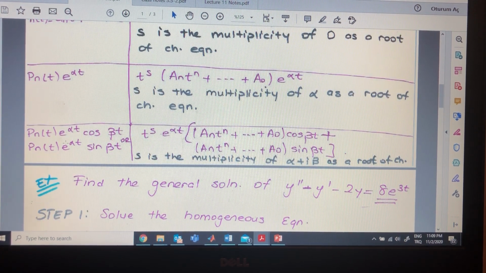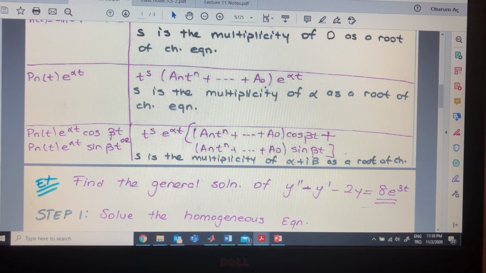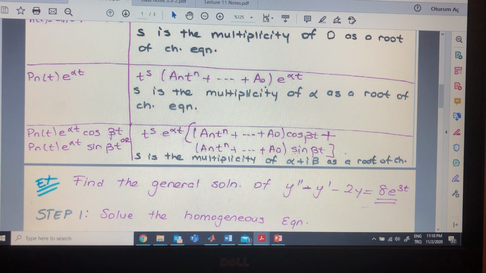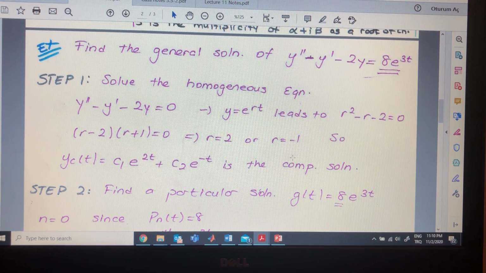Okay? And the last row, if you have a cosine or sine function, you will be looking for a solution with cosine and sine functions. Either you have cosine or sine, it doesn't matter. The solution form that you are going to be looking for is t to the s, e to the alpha t, an nth order polynomial times cosine beta t plus an nth order polynomial times sine beta t. So here you need to know what alpha is, what beta is, what n is, the polynomial, and s is how many times alpha plus i beta is coming as a root of the characteristic equation. So it will be either 1 or 0. Okay? So let's look at it on an example and things will be getting clearer.